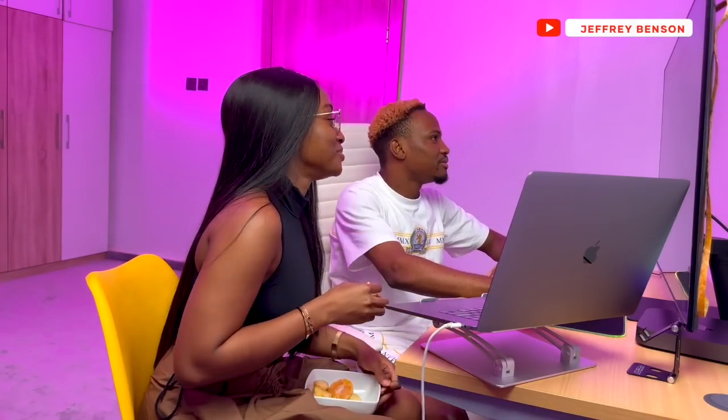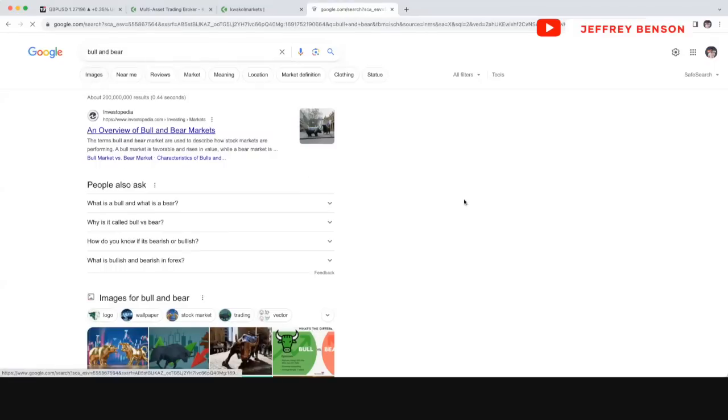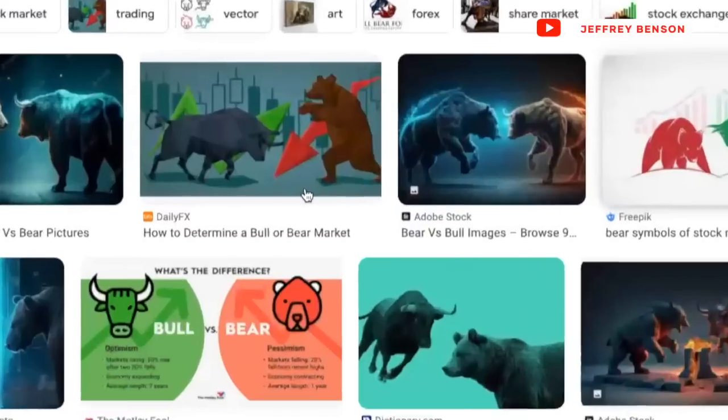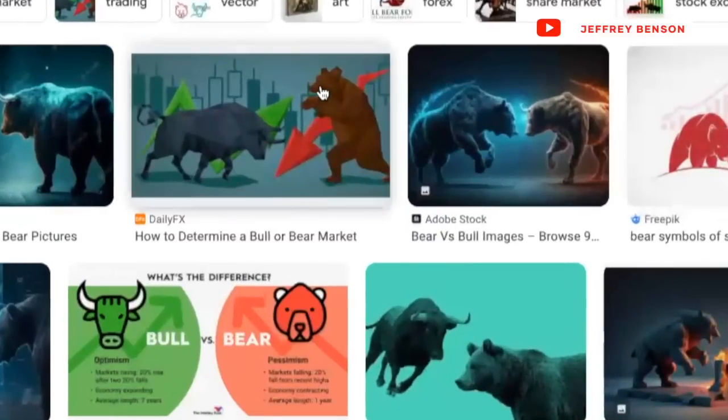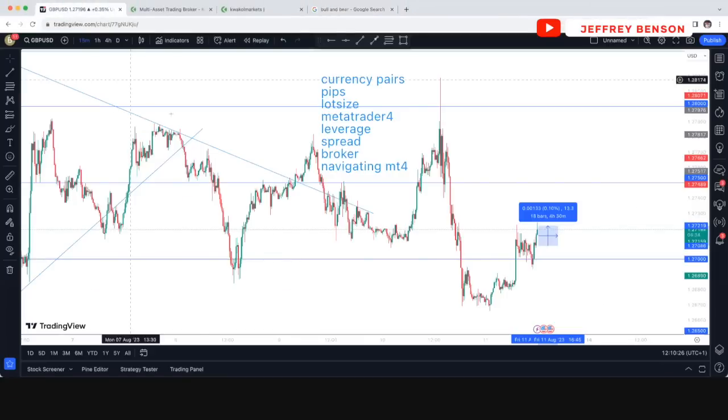You must have seen this drawing. So this is a bear. A bear drags one down while a bull flings up. These are the animals. If I say I'm bullish, that means I'm buying. If I say I'm bearish, I'm selling. In case you want to understand, go and Google bull and bear so you understand that picture, and paste it on your wall.